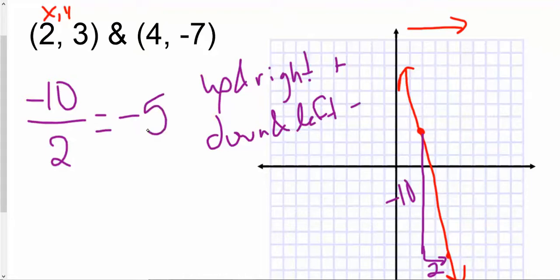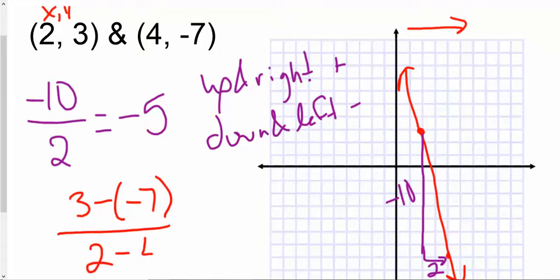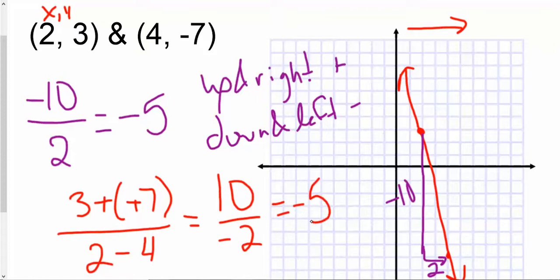Now, if we were to do this the other way, literally finding the slope via coordinates, we would go 3 minus -7 over 2 minus 4. Well, subtracting a negative is the same thing as addition. So this would give me 10 over, and then 2 minus 4 would be -2. And hey, guess what? I get the same thing. I get -5. Either way, just graphing it or using the formula to find slope. So this means that for every 1 unit we go to the right, we're going down 5.